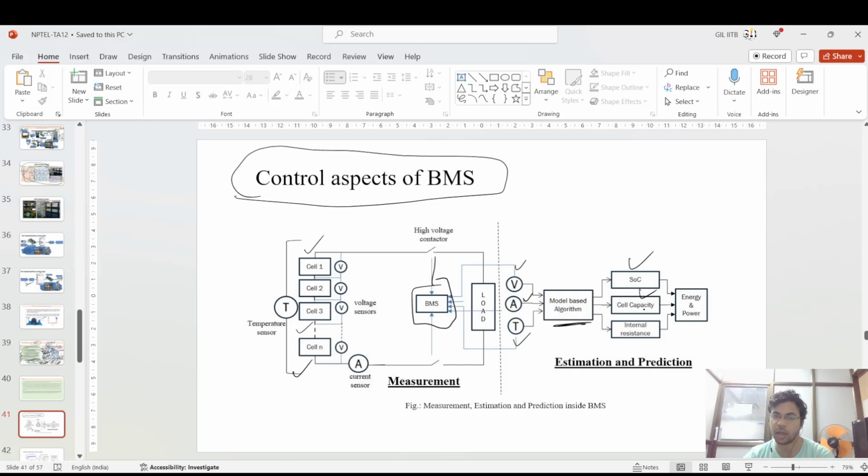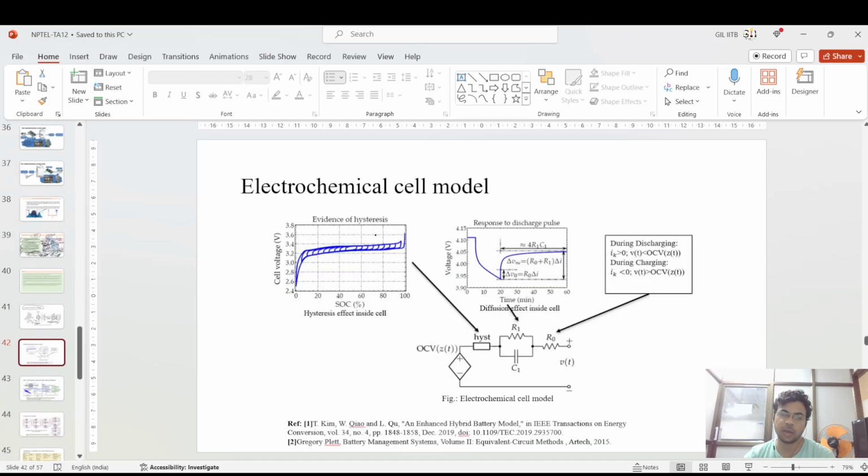Then it is fed to the model based algorithm for the estimation and the prediction of the SOC, cell capacity, internal resistance, and then the energy and the power are calculated. So there are three things: one, it is measured, the second is estimated, and third is predicted. Measured values are voltage, current, and temperature. The estimated values are SOC, cell capacity, and internal resistance. And what is the predicted value? Energy and the power. Okay.